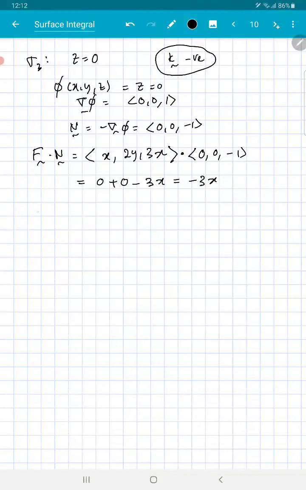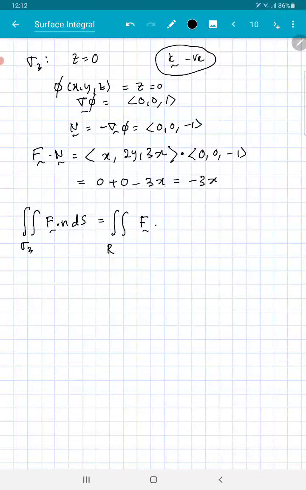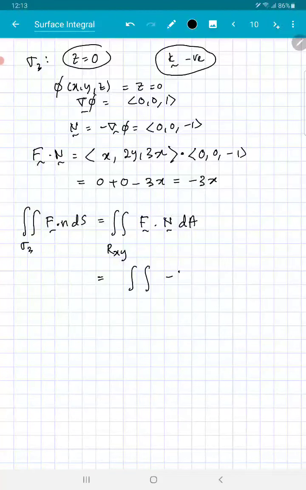Now to evaluate the flux of F over surface sigma 3, it is the integral of F dot unit normal vector n dS. But now we're going to project this onto a region R. Here we have z equal to a function of x and y, but in this case it's just 0. So we're going to project this onto the xy plane. And the unit normal vector dS will be replaced by the normal vector dA. We already calculated this. It's equal to negative 3x.